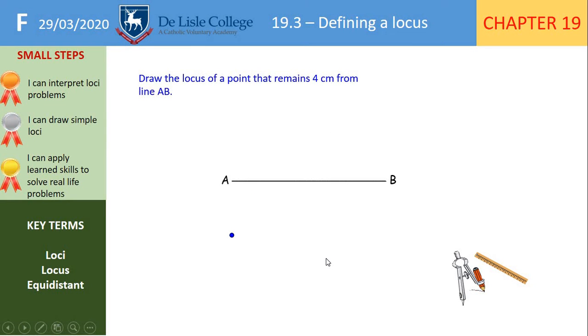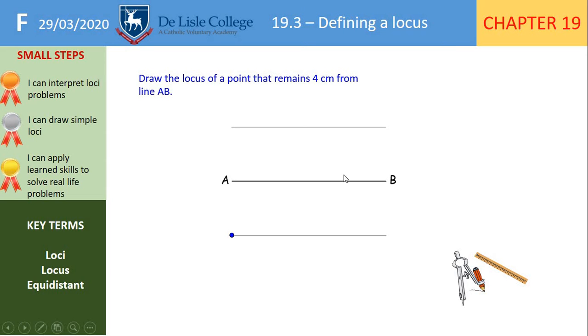So what I'd like you to do now is to pause the video and draw the locus of a point that remains 4 centimeters from this line AB. Okay, let's see how you've got on. So hopefully you've measured a distance which is 4 centimeters from A, above and below the line, and 4 centimeters from B, above and below the line, using your ruler. And then if you join those two up, what you will end up with is two parallel lines.